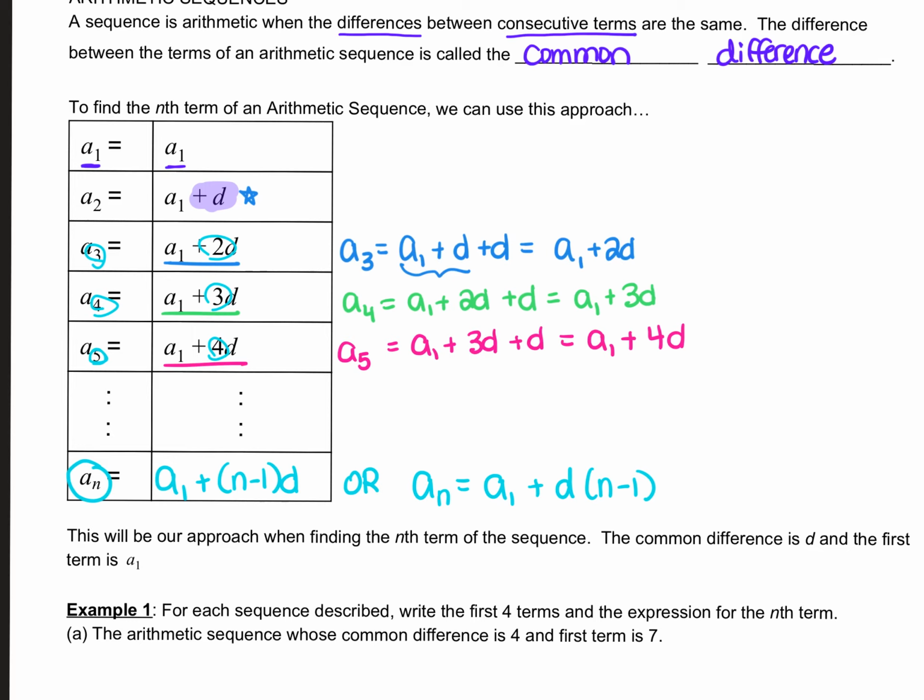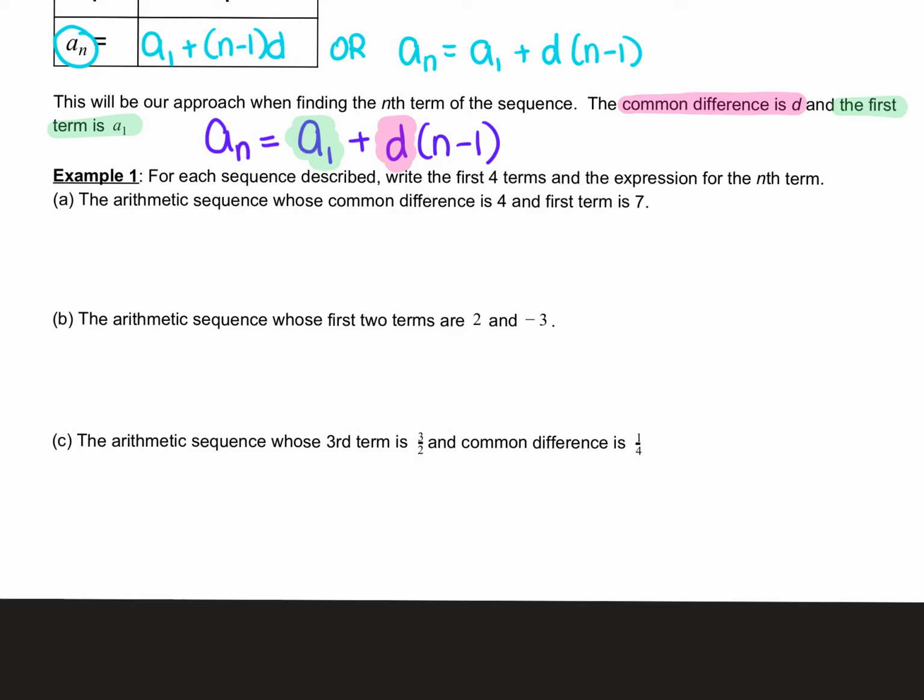Either one is appropriate. From this point on, we're going to use this approach whenever we talk about finding the nth term of an arithmetic sequence. Notice I've highlighted that d represents our common difference, the difference between any two subsequent terms in the sequence, and a sub 1 just represents our first term.